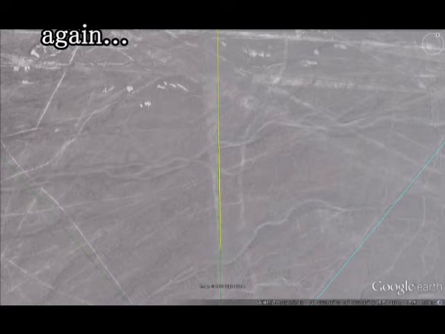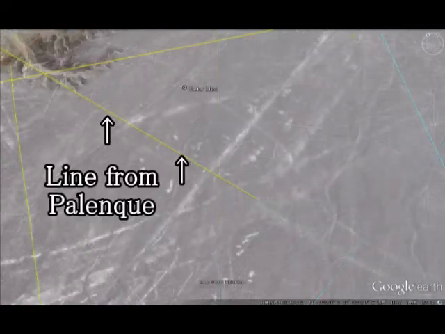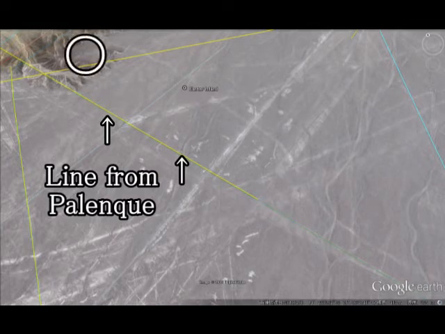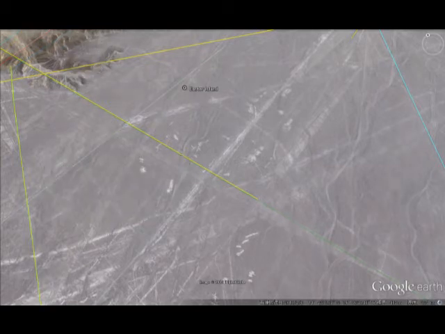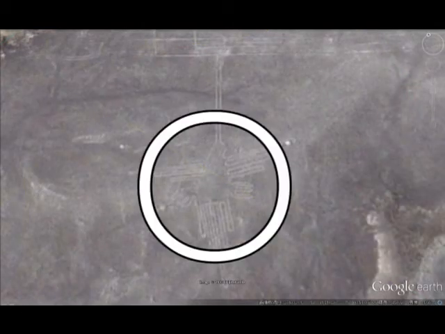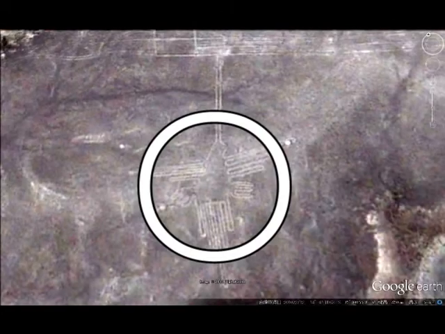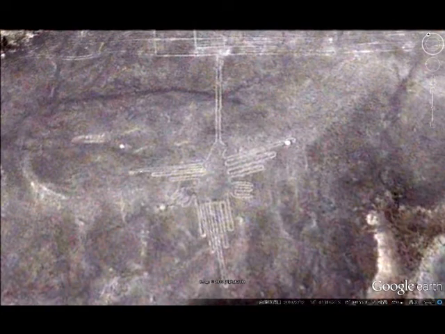Now you can find the runway in Nazca, which shows the direction to Palenque, and this line comes from Palenque, and you can find the line picture here. You know what this is. This is a hummingbird. The hummingbird is a symbol of Mexico, and you can find many hummingbirds around Palenque. Also a bit in Peru too.